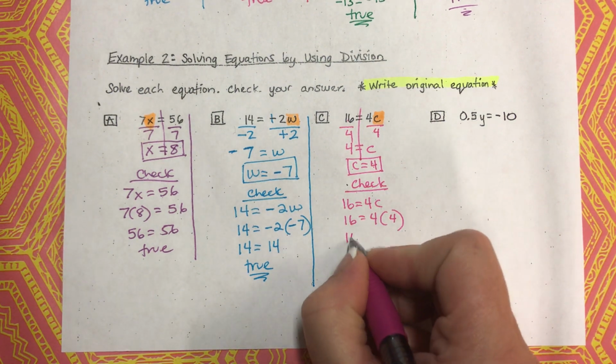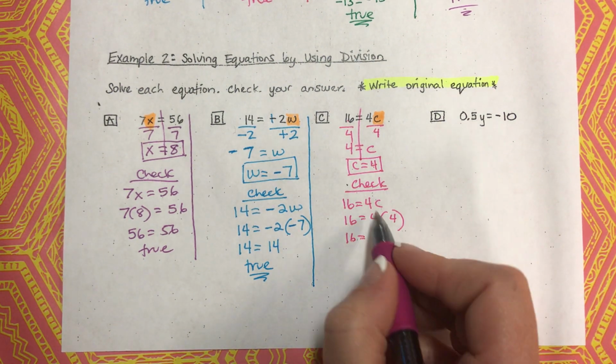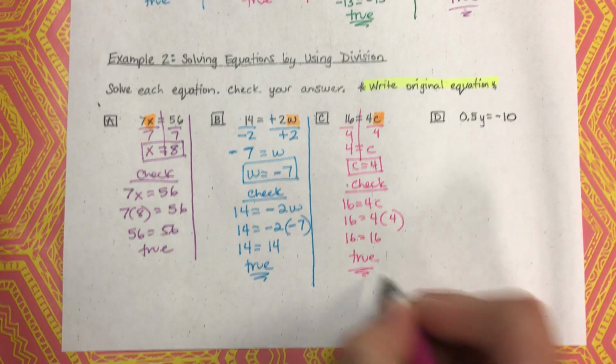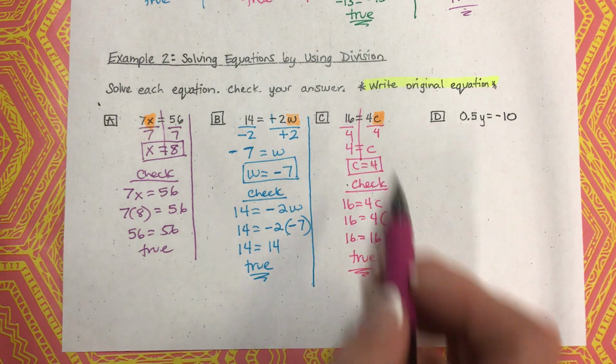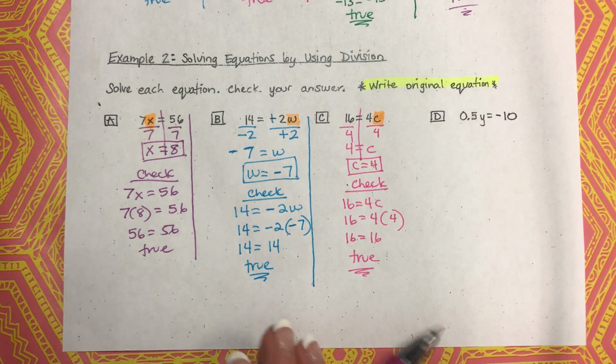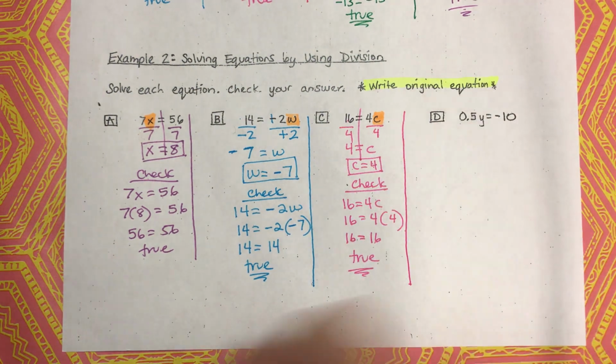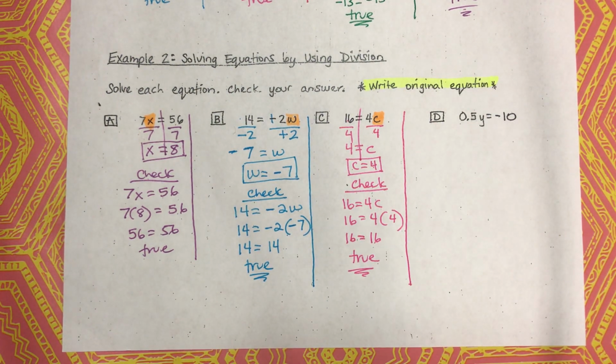So here we go. 16, nothing to do over there on this side. But over here, 4 times 4 is 16. So that is a true statement, which means our solution is the solution to this equation. All right, one more.